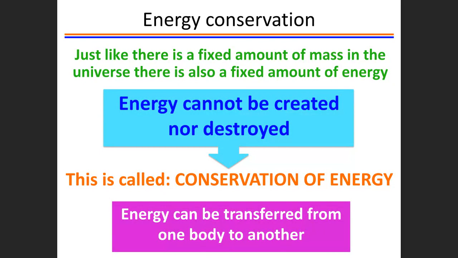And last time, during chemical reaction balancing, we also learned the conservation of mass, correct? The law of conservation of mass in the context of a chemical reaction. And here, in the context of energy, we know that energy cannot be created nor destroyed. Energy can be transferred from one body to another.